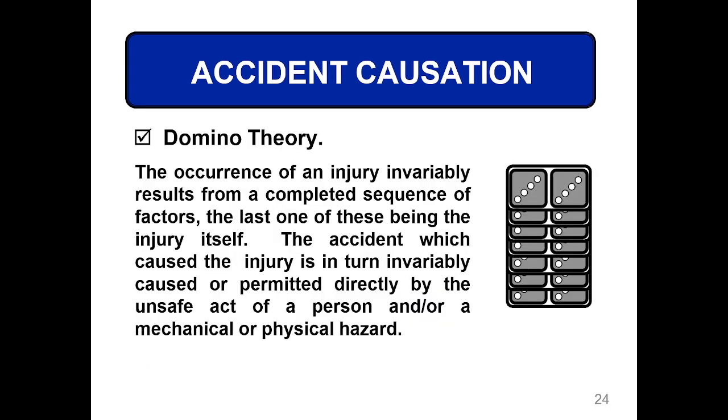So the domino theory. The occurrence of an injury invariably results from a completed sequence of factors, the last one of this being the injury itself. So there is the beginning and the end. Every factor is a part of a path to an accident. The accident which caused the injury is in turn invariably caused or permitted directly by the unsafe act of a person or a mechanical or physical hazard.